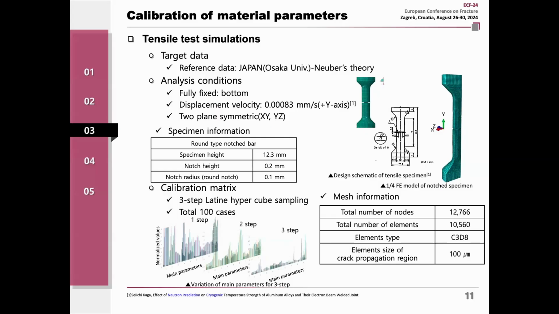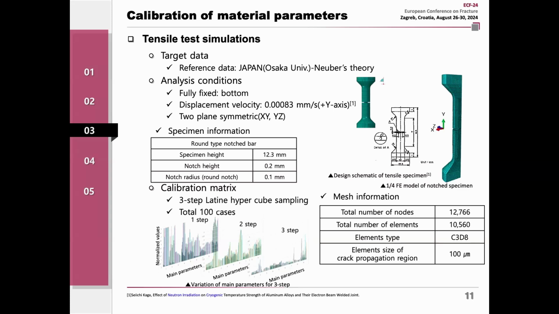As I mentioned, damage calibration requires many numerical tests. For the reduction case, I adopted a complementary analysis algorithm, a calibration method such as Latin hypercube sampling. As you see in the pictures below, I performed 100 cases of analysis through the 3 steps.